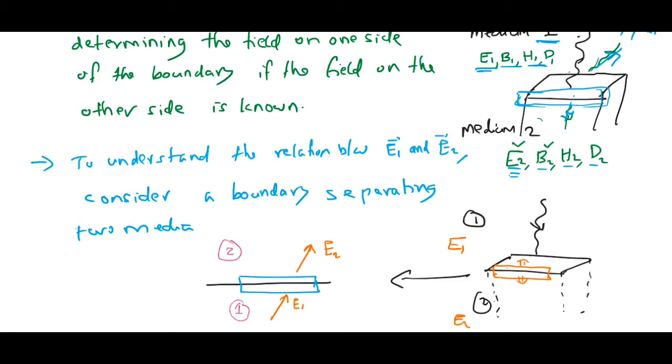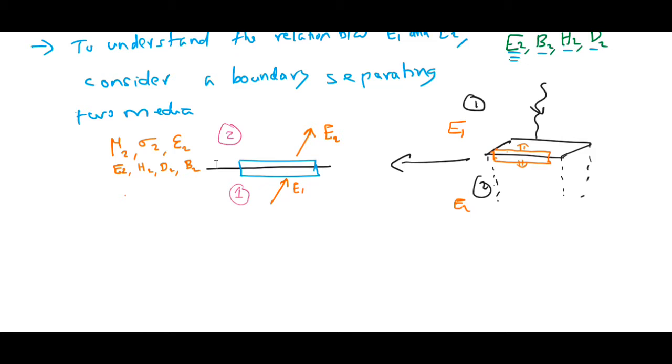In medium 2, mu 2 is the permeability, sigma 2 is the surface charge density, and epsilon 2 is the permittivity of the medium. The fields in medium 2 are E2, H2, D2, and B2. Medium 1 has the parameters mu 1, sigma 1, epsilon 1, and the fields E1, H1, D1, B1.